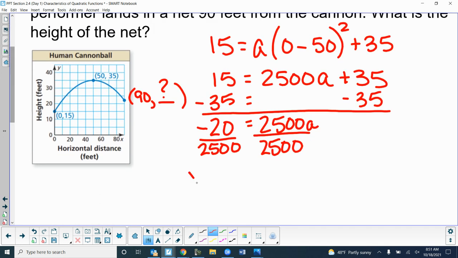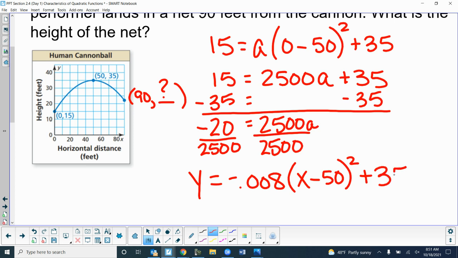So our equation is y equals negative 0.008 (x minus 50) squared plus 35. You okay with my equation? Now we have to answer the question. We're looking for this height of the net where it catches the person that got shot out of the cannon. All right, so we're looking for that question mark there. So what's my x value? 90. You understand why it's 90?